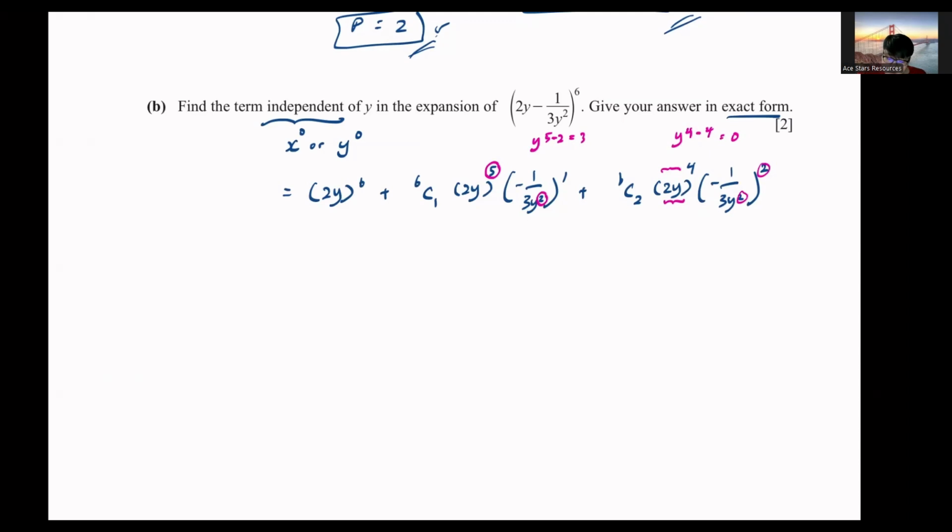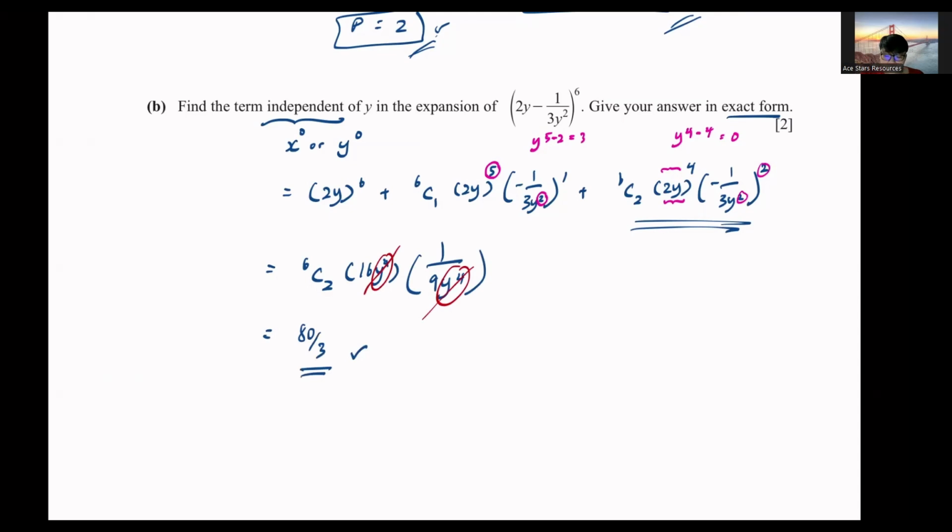So the third term will be the term to look at. We'll take this term, 6C2 times (2y) squared, which is 16y to the power of 4, over (3y squared) squared, which is 9y to the power of 4. So now both have y to the power of 4. Just cancel them and do normal math then. 6C2 multiplied by 16 divided by 9, that's going to give us 80 over 3. There we go, that's our final answer.